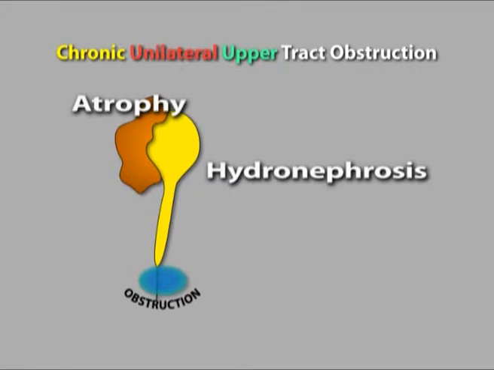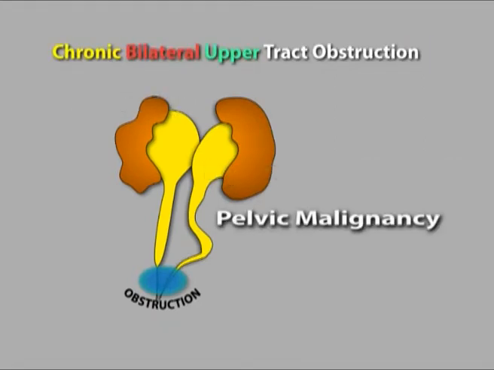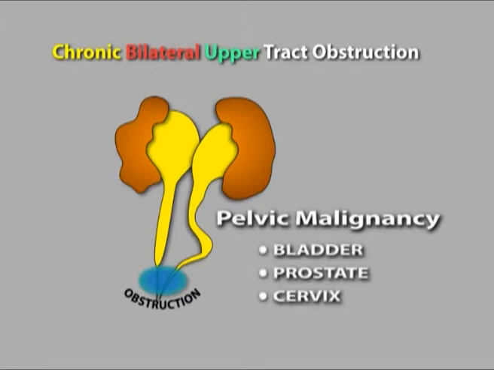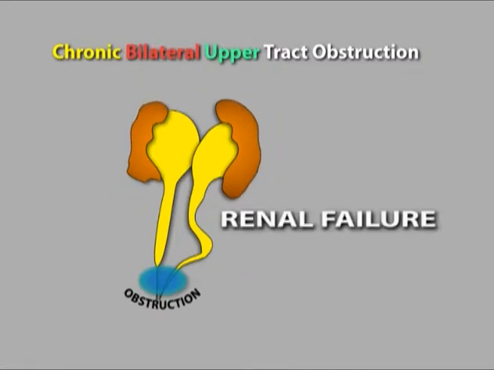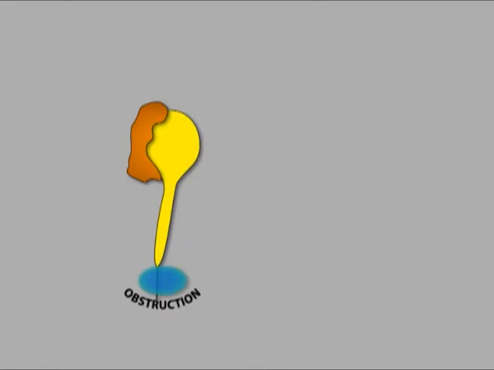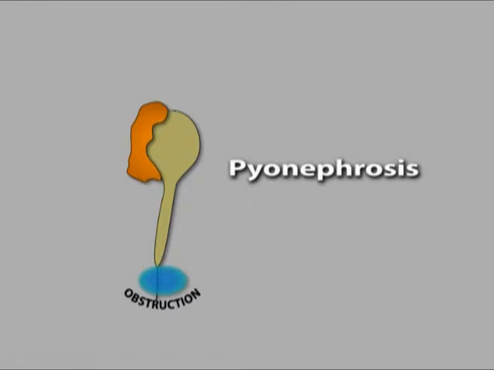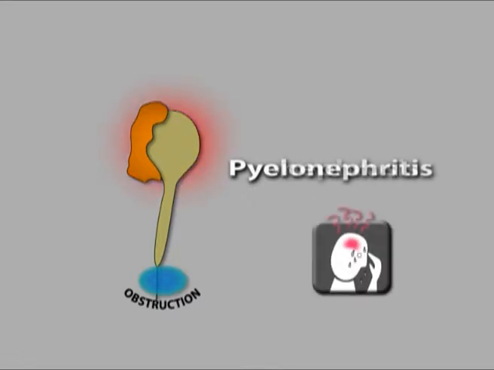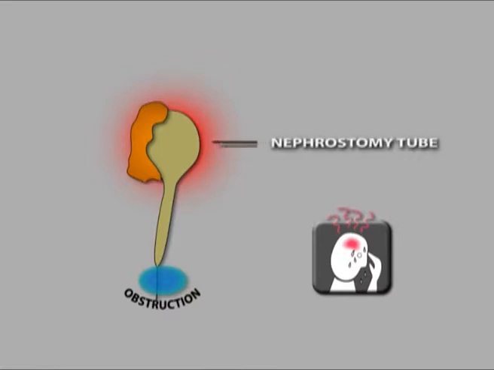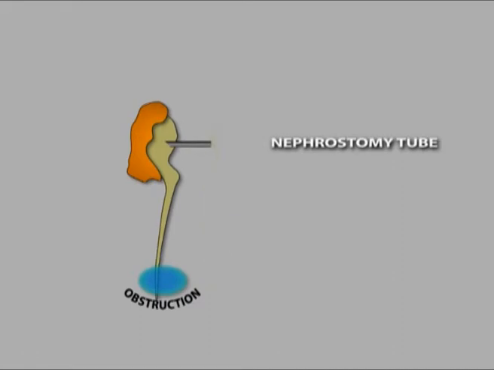Of course, pathologies that cause extrinsic compression can just as readily obstruct both sides. Pelvic malignancies are the most common culprits and will include cancers of the bladder, prostate and cervix. However, for chronic bilateral upper tract obstructions, the key difference is that renal failure may also occur. A specific problem to which all obstructed kidneys are more susceptible is infection. A hydronephrosis that becomes infected is called a pyonephrosis, and an obstructed infected system, or obstructed pyelonephritis, is a surgical emergency. The ultrasound guided placement of a nephrostomy tube is the best management option in the acute situation.